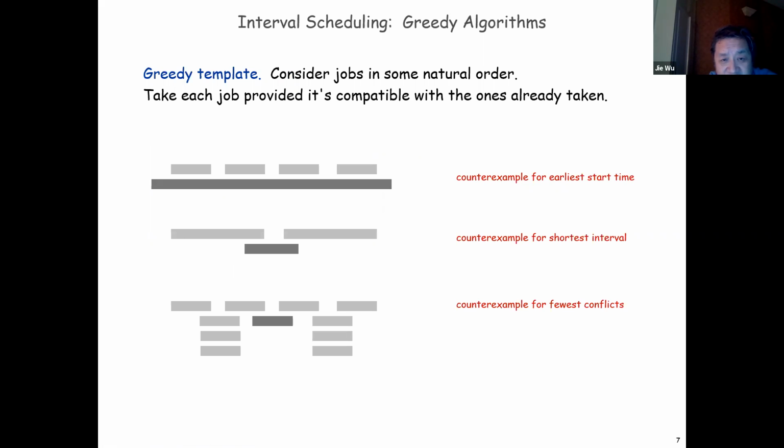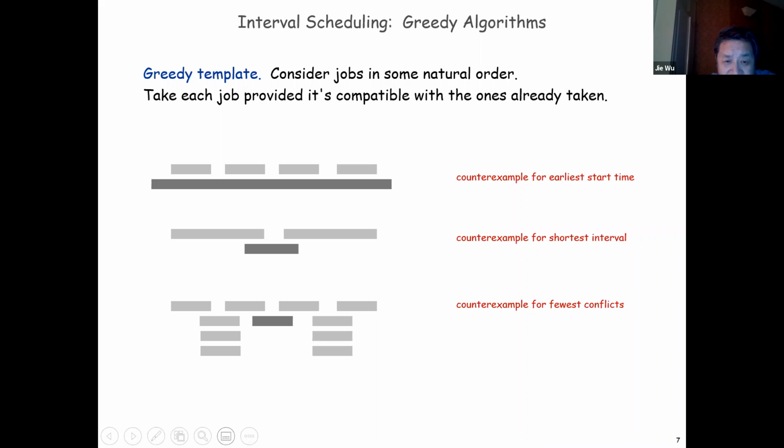The first one, earliest start time, is not good because you may pick a very long job. Remember the goal of this problem is to maximize the total number of jobs. You don't care about the duration. And if you pick the one with the minimum interval, the second case shows that this is not good either because you can pick 2 instead of 1.